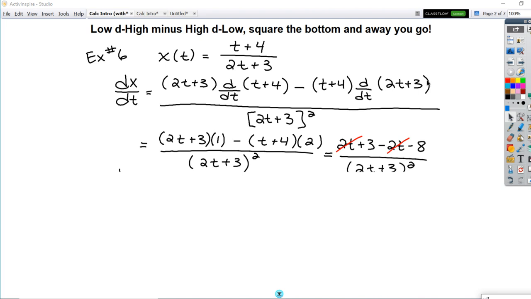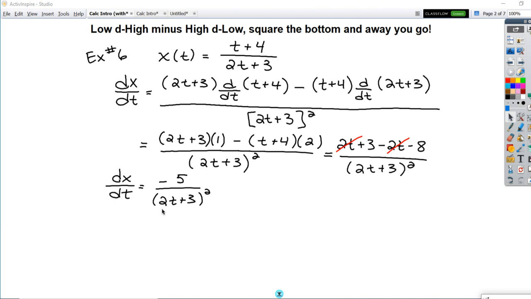Derivative of t plus 4 is 1. Derivative of 2t plus 3 is 2. We multiply this through, and we find that there are two separate 2t terms, that one is being subtracted, so they can cancel each other out. And 3 minus 8 is minus 5, and so we're left with minus 5 divided by 2t plus 3, the quantity squared. And that's our derivative. That is the derivative of this quotient.